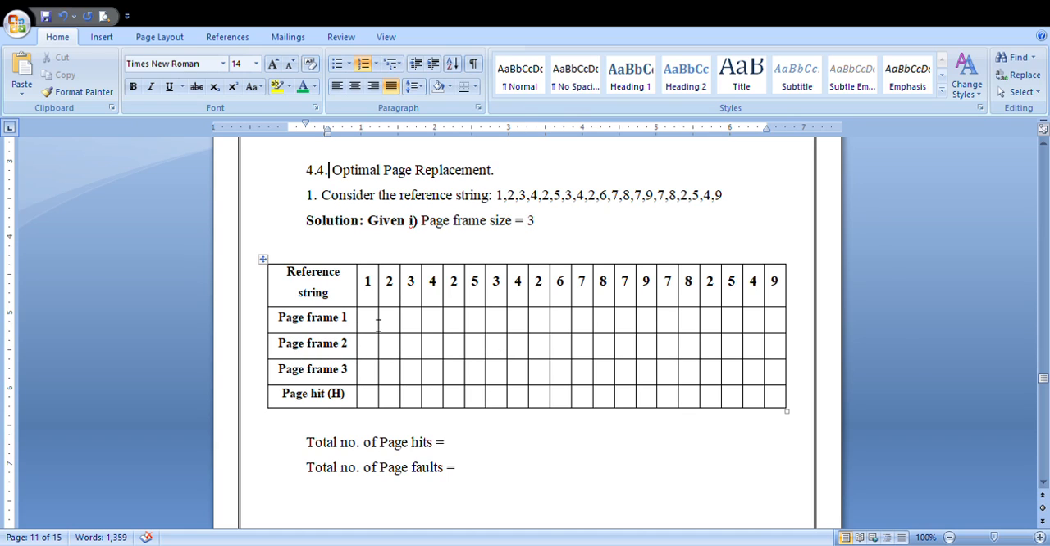So let's solve the problem. You will be more clear about how to solve using the optimal page replacement algorithm. I am considering the same example as I considered for FIFO and LRU. In the optimal page replacement algorithm, you allocate the pages as they come. The first three will be allocated to three different page frames. From the next one you need to consider which page you need to replace.